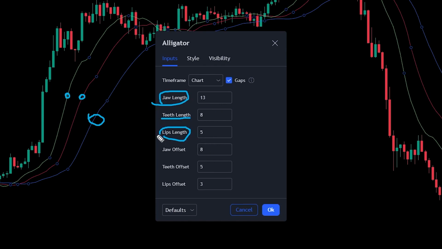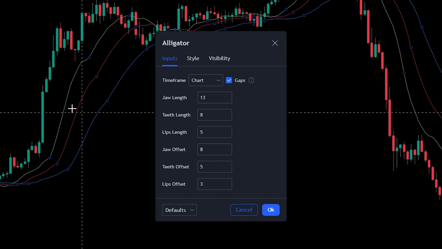Now these lengths are very important because these are Fibonacci numbers, and if you're not familiar with the Fibonacci sequence, it is basically a set of numbers that is found in a lot of biological and physical phenomena in nature, and it exists in almost all the fields of life. So using these Fibonacci numbers, we are able to draw these 3 exponential moving averages onto the chart, and these exponential moving averages are offset with reference to their length: jaw length, teeth length and lips length.